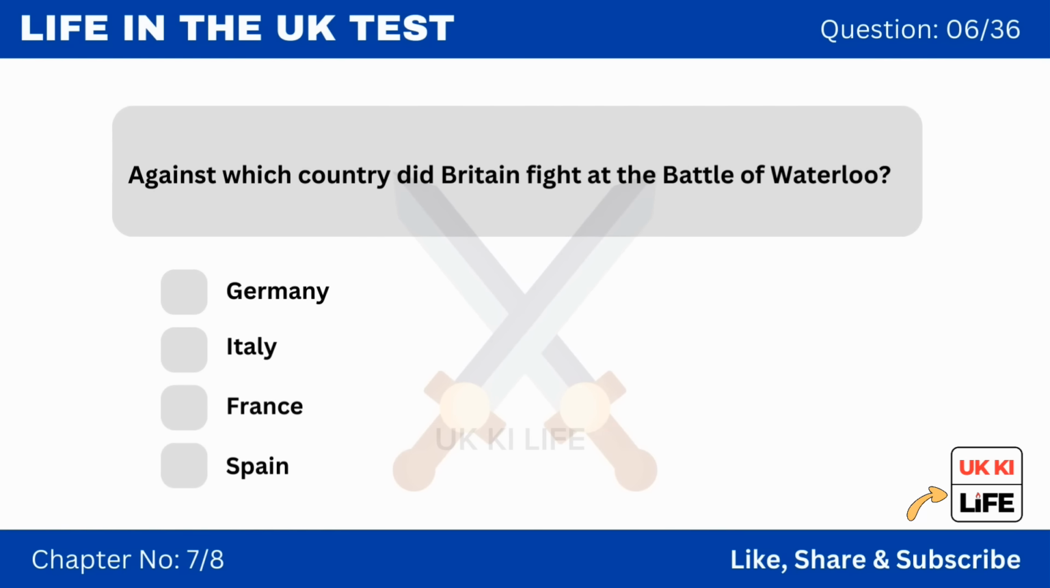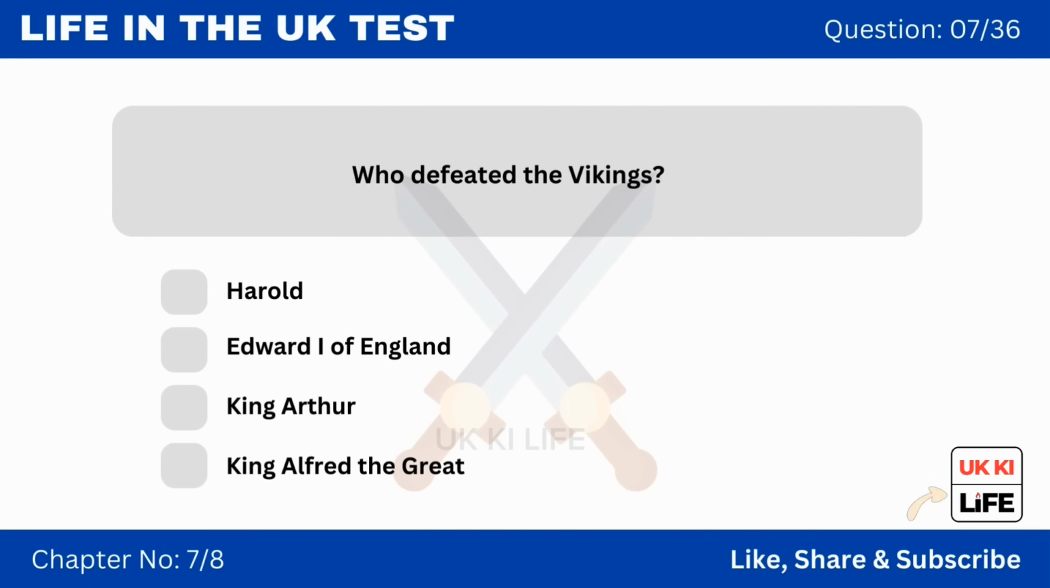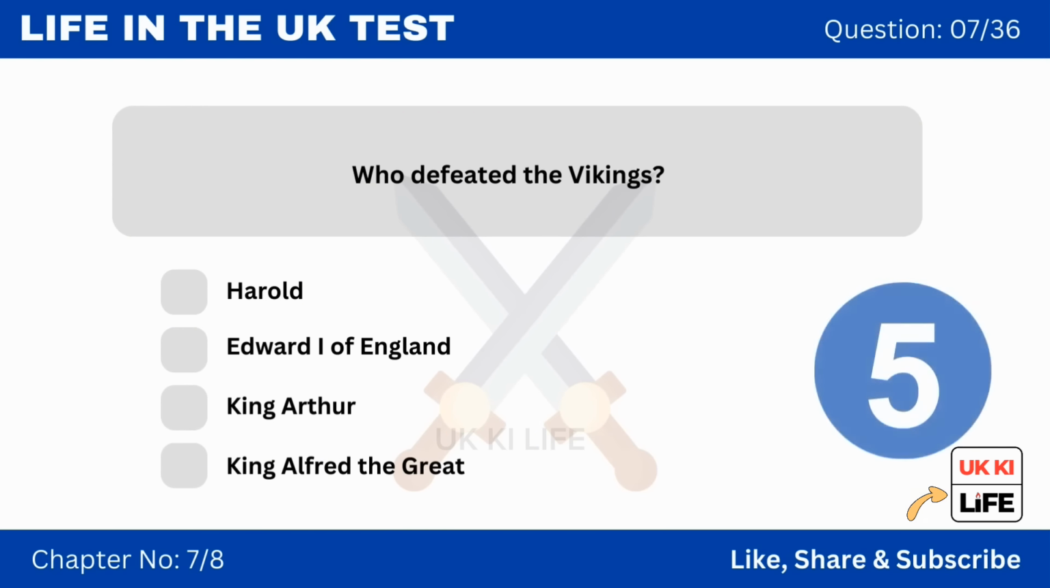The correct option is C. Explanation. In 1815, the French wars ended with the defeat of the Emperor Napoleon by the Duke of Wellington at the Battle of Waterloo. Question 7. Who defeated the Vikings? Harold, Edward I of England, King Arthur, King Alfred the Great.